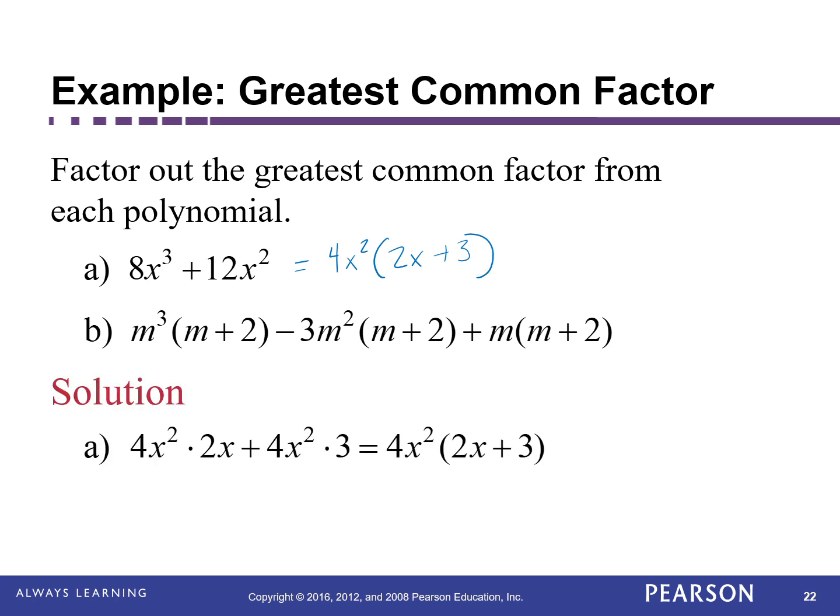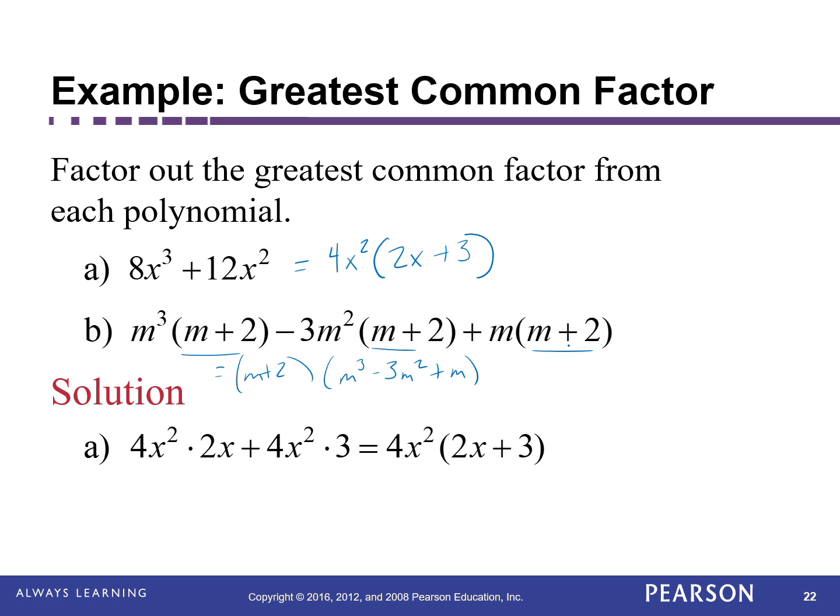So my factored form here is essentially 4x squared times 2x plus 3. Okay. Now, the second part looks a little more intimidating, I'll give you that. But if I look at all of them, I'll take it piece by piece. They all have an m plus 2 in common. So the first thing I'm going to do is pull out that m plus 2 and leave it in a parenthesis out front. And then I'm left with m to the third minus 3m squared plus m.